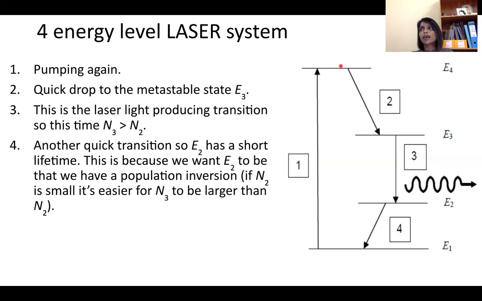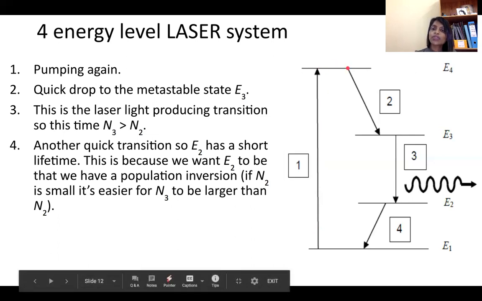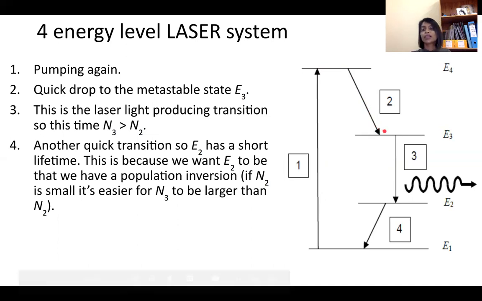E4 has a short lifetime, so electrons in E4 will quickly drop down to the E3 state. And E3 is again a metastable state, with a longer lifetime. Because we do pumping at a very high rate, the electrons in E4 quickly drop back to E3, and E3 has a longer lifetime, so the rate of electrons jumping from E3 to E2 is slow compared to electrons jumping from E4 to E3. So we have population inversion achieved at E3.